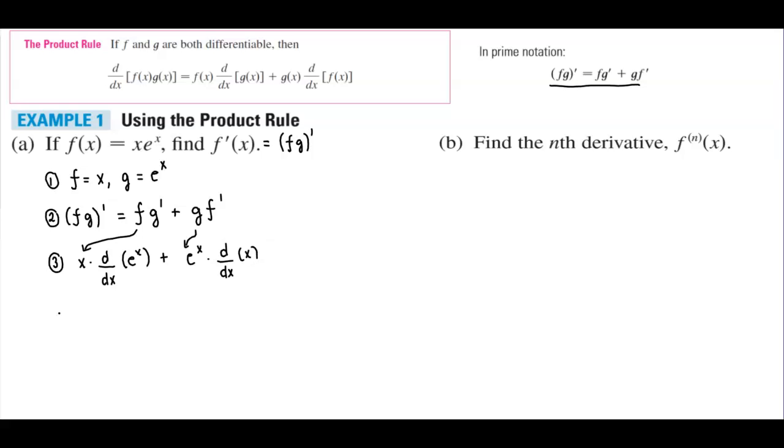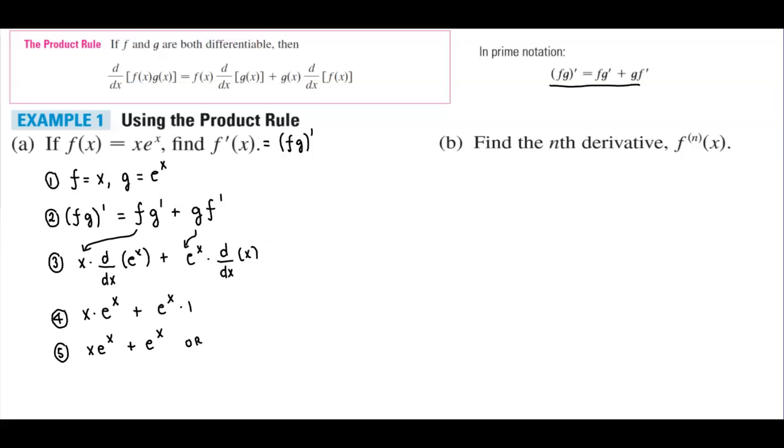So now let's go ahead and simplify here. Well, we know that this is x times, well, what's the derivative with respect to x of e to the x? Well, we determined that that's going to give us e to the x. Plus, we have e to the x, and the derivative with respect to x of x is 1. So therefore, we end up getting x e to the x plus e to the x.